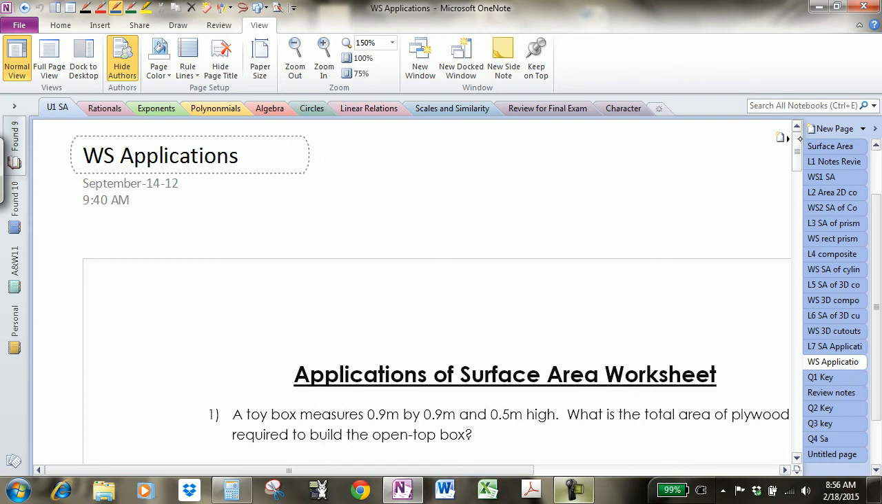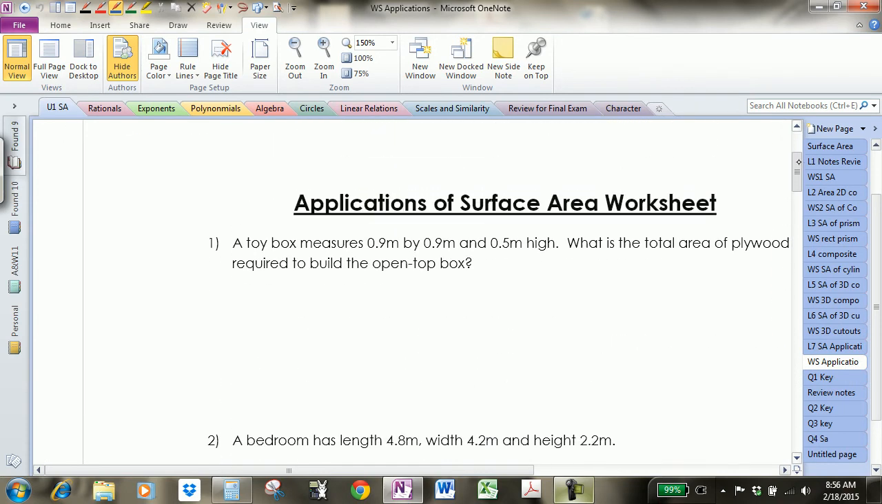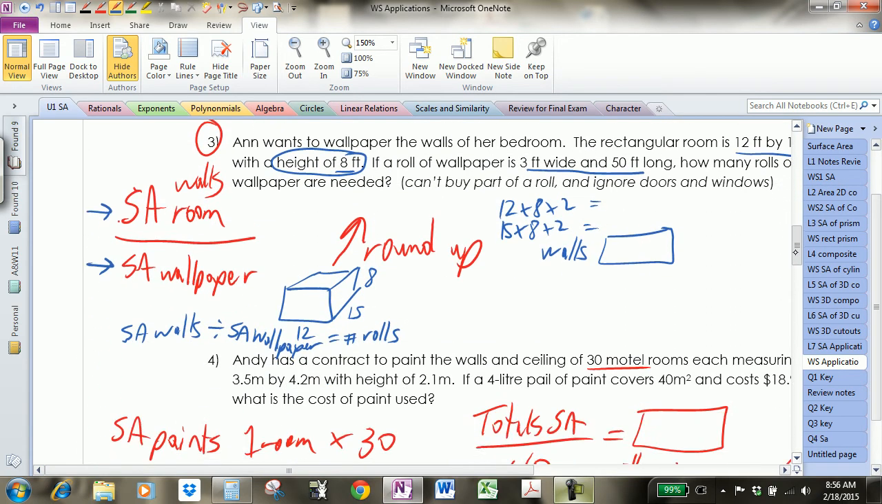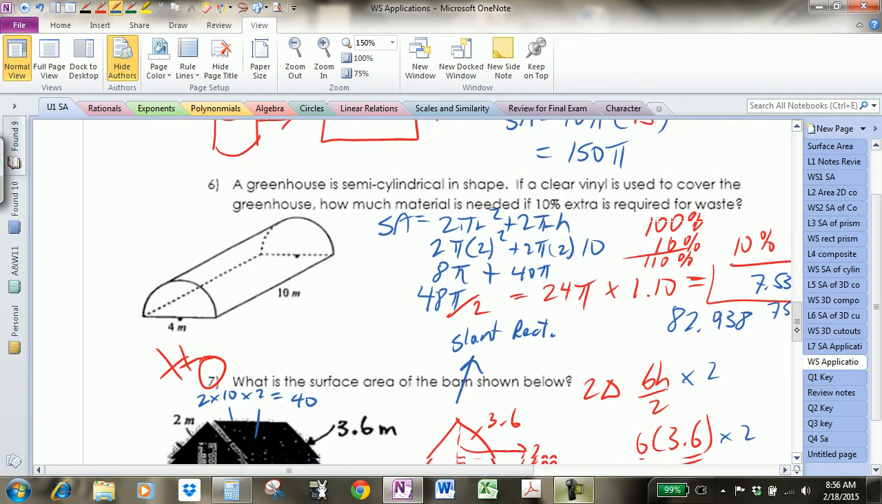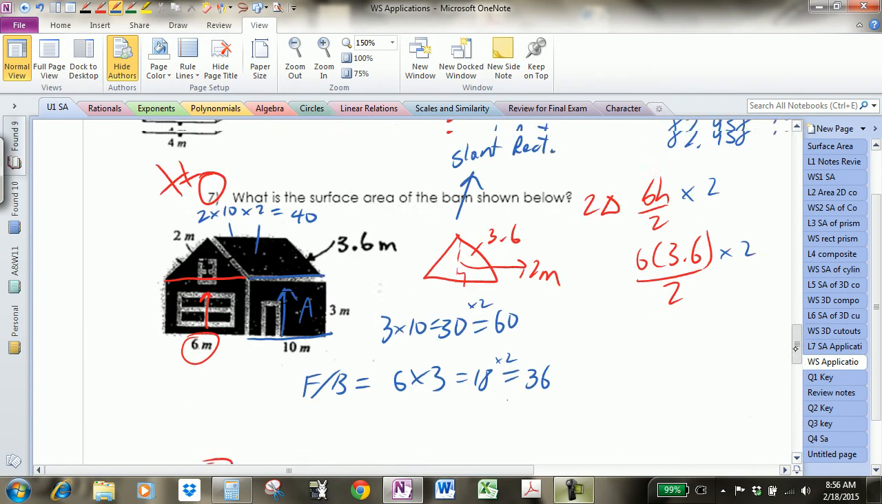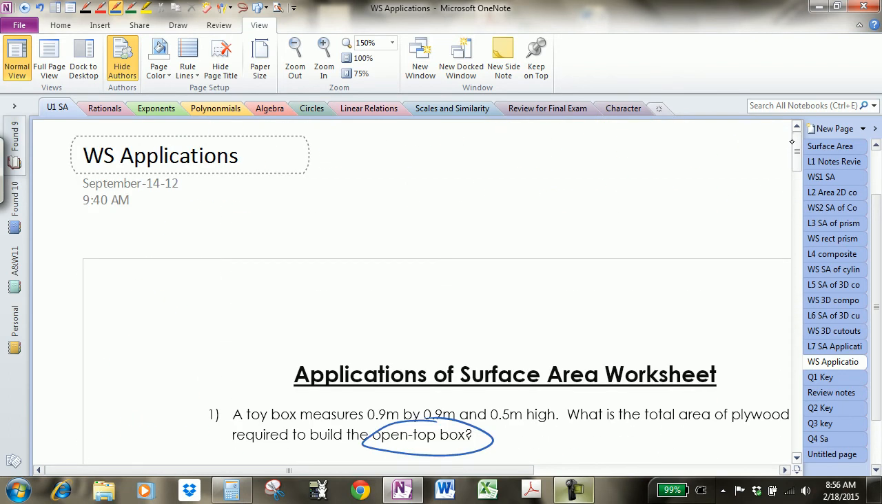The next worksheet, applications of surface area. A toy box. Careful, it's an open top box, so there's no top to it. Okay. Read these questions carefully. You just have a few questions. Answers are on the bottom. All right. Please show your work. You have lots of time to get this done in class. You shouldn't have too much homework. But read carefully. Check your answers. If you're stuck, come up and I'll help you with it. It might just be one thing you're missing in the words. All right. Good. Get to work. Go.